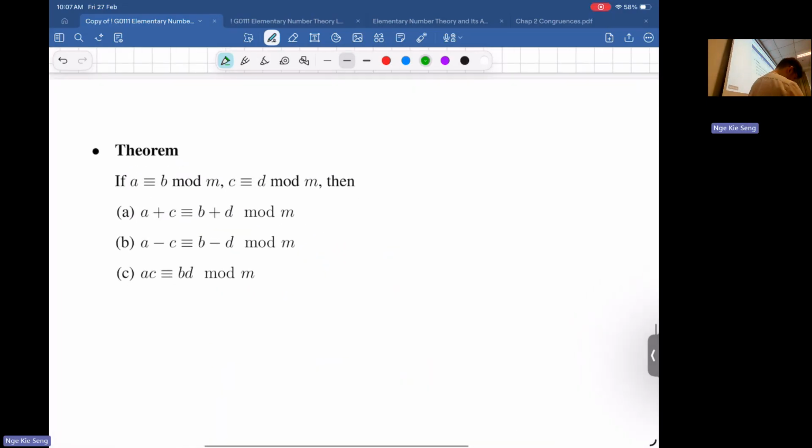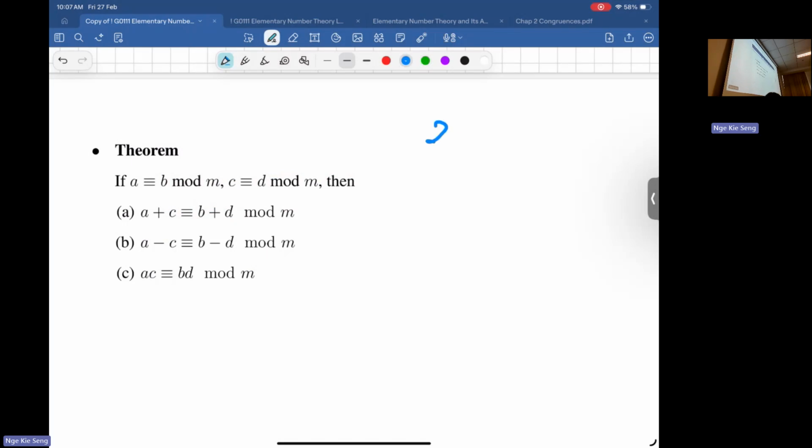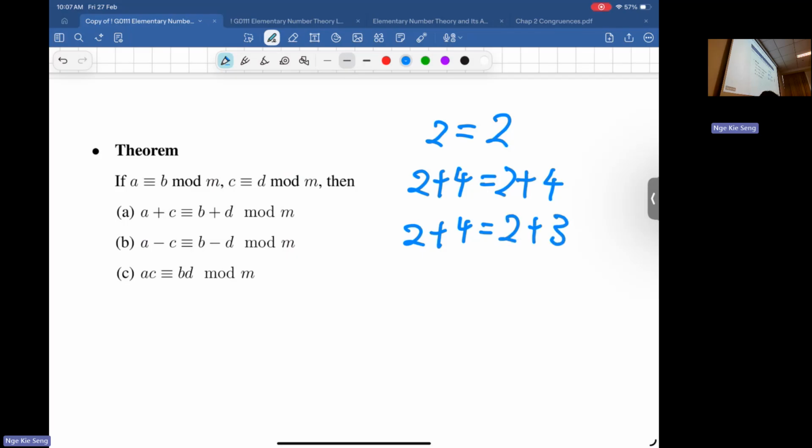How about we add different numbers to both sides? The congruence will still hold as long as your C and D are the same mod n. This is slightly different from your number system, because in the number system, if 2 equals 2, you must add the same number to both sides so that they are the same. There's nothing like 2 plus 4 equals 2 plus something else.